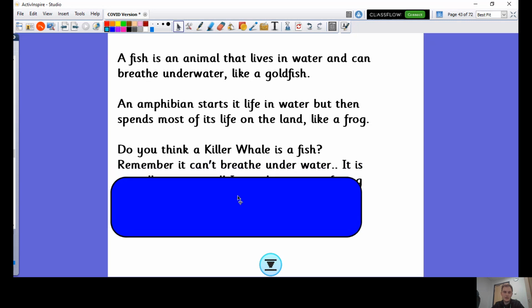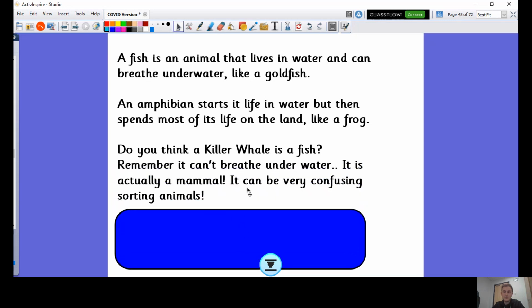Wow. Unfortunately, a killer whale cannot breathe underwater. It has to come up to the top and it blows air out, and it has to breathe in more air. It's actually a mammal. I did say to you a couple of lessons ago, it can be very, very confusing sorting animals, can't it?